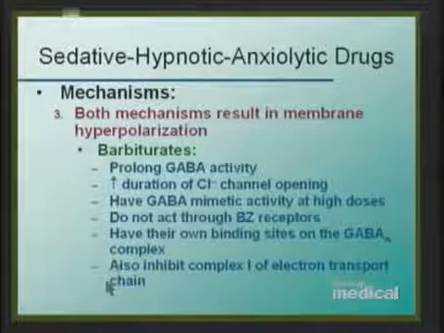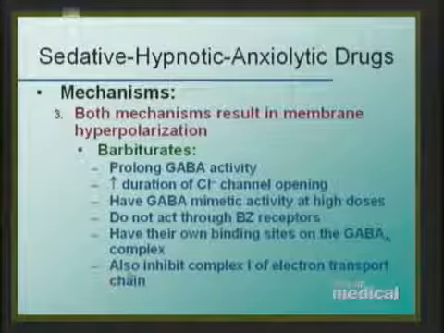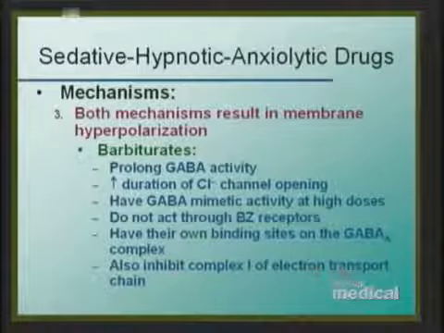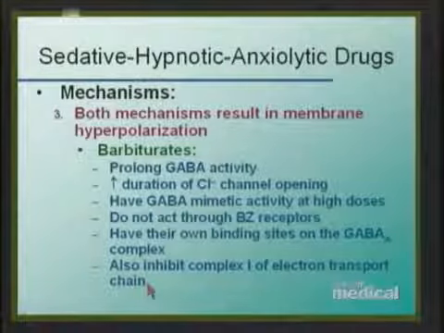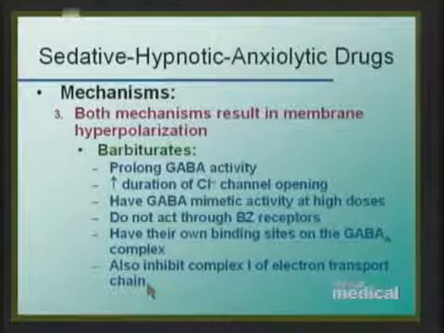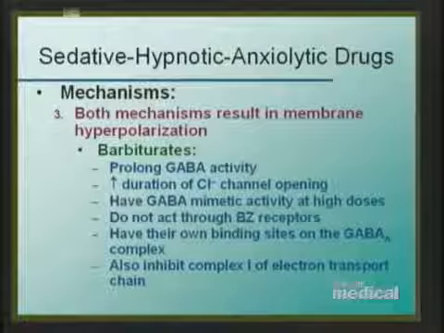If you have reviewed your biochemistry, you will remember that barbiturates also inhibit complex 1 of the electron transport chain. This adds a level of toxicity that is not shared by benzodiazepines. If you block complex 1 of the electron transport chain, you also interfere with ATP synthesis in neurons. As a result, you now have a drug that can by itself cause hyperpolarization because it's GABA mimetic, but that also deprives neurons of ATP to cause really extreme CNS depression.